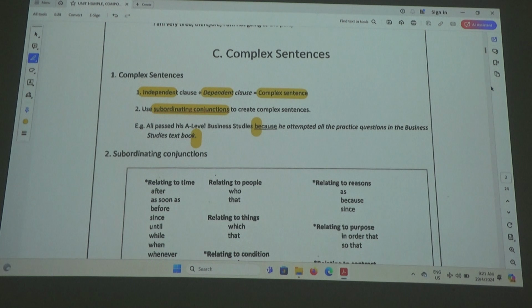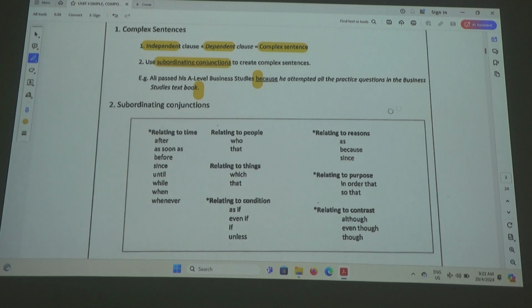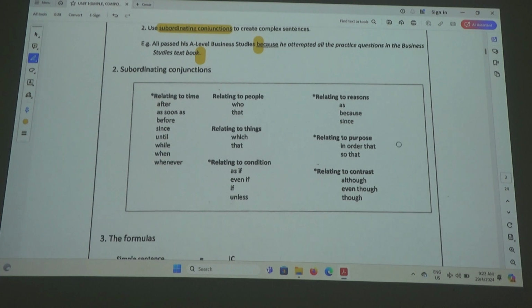Okay, then follow. Alright? Let's look at some subordinating conjunctions. These are all the subordinating conjunctions. Coordinating is easy to remember, 7. Fanboys. But subordinating, not easy to remember. But the use of it, slowly you will understand. As you start using it in a sentence, you will know. There are many, relating to time, to people, to things, to condition, to reasons, to purpose, and to contrast. All these become subordinating conjunctions.